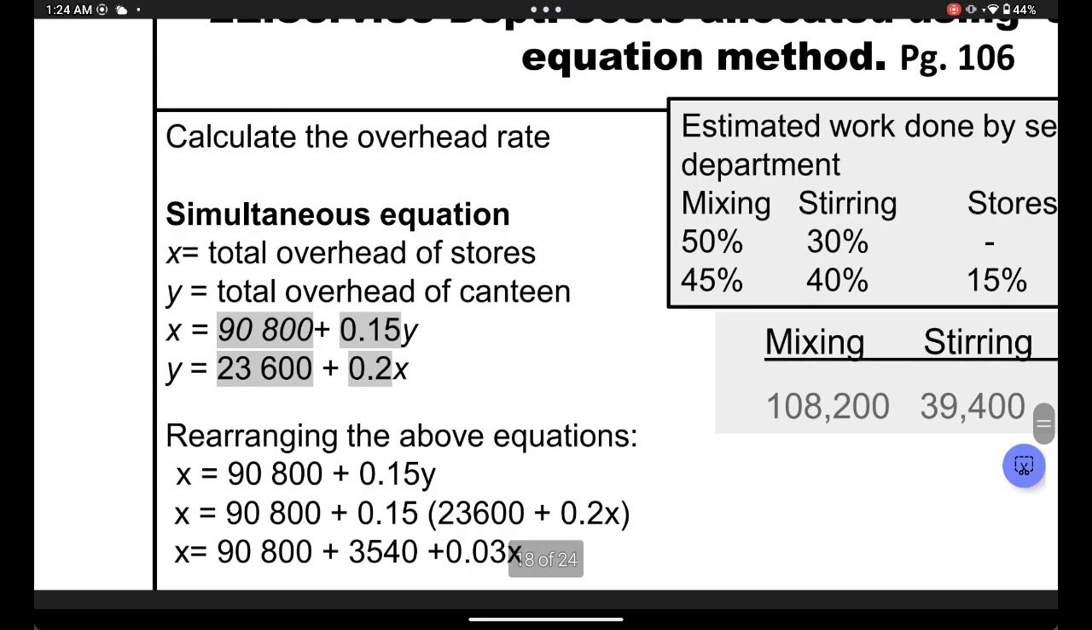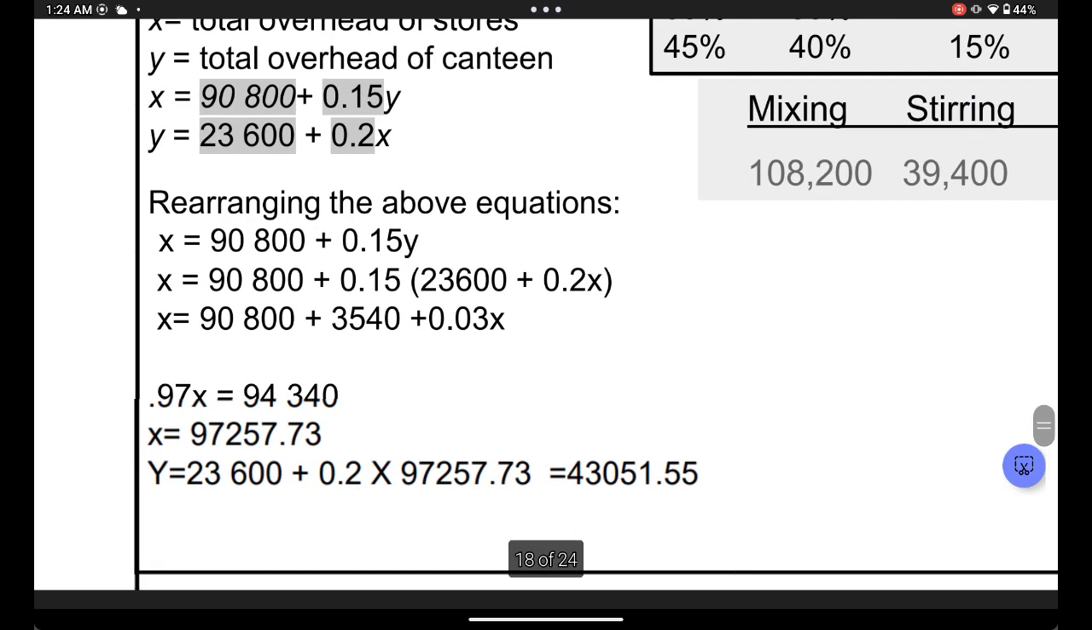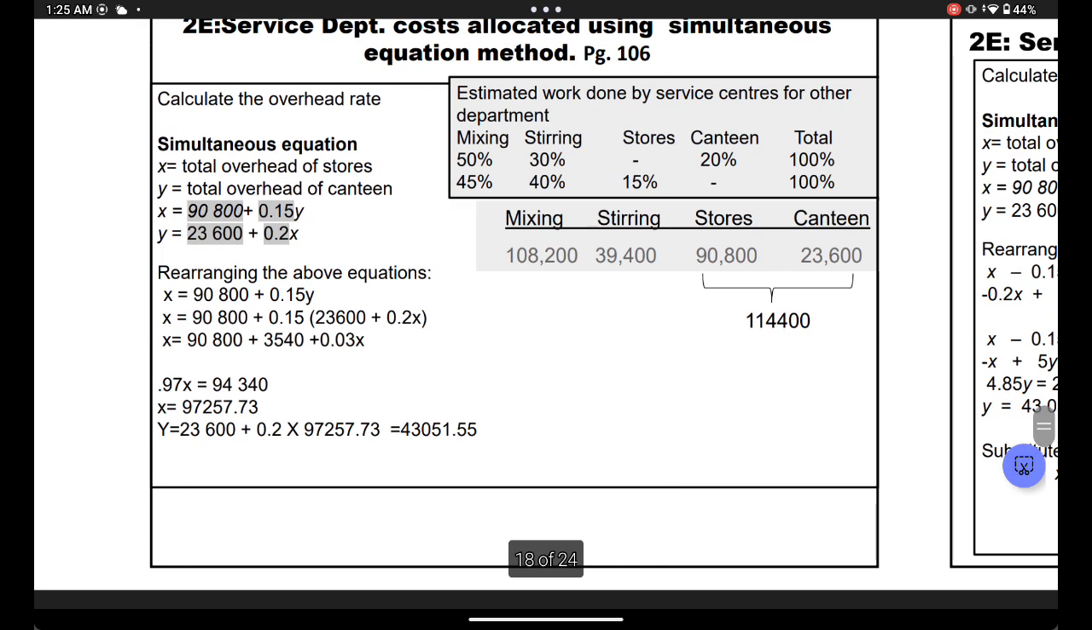So Y is equal to this whole thing. Instead of Y over here, replace it with 23,600 plus 0.2X only, and then solve for X. That's what they did over here. They solve for X. You get X to be this amount here. Put it in the equation over here, put this amount over here. Then you get Y. Y is that. Done. The reason you got these figures is that these figures you're going to be splitting up.